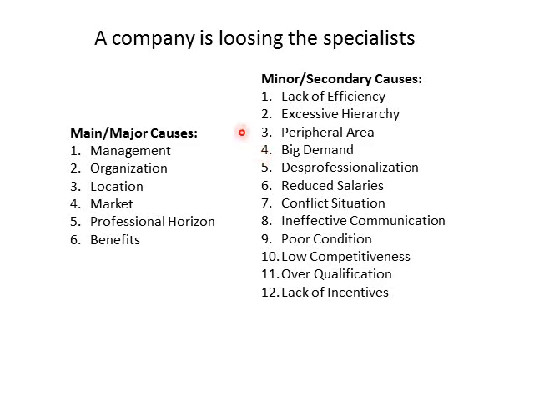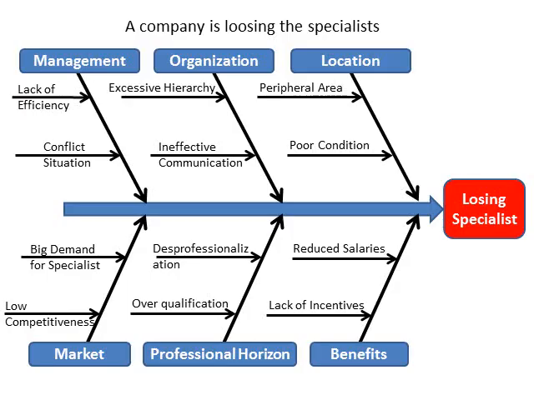If we put these major and minor causes in the cause and effect diagram, or fishbone diagram, or Ishikawa diagram, then it will appear like this. So what is happening here? The fish head is the effect. The effect is losing the specialist. A company is losing the specialist. So losing the specialist is the effect, and it will be the head of the fish.